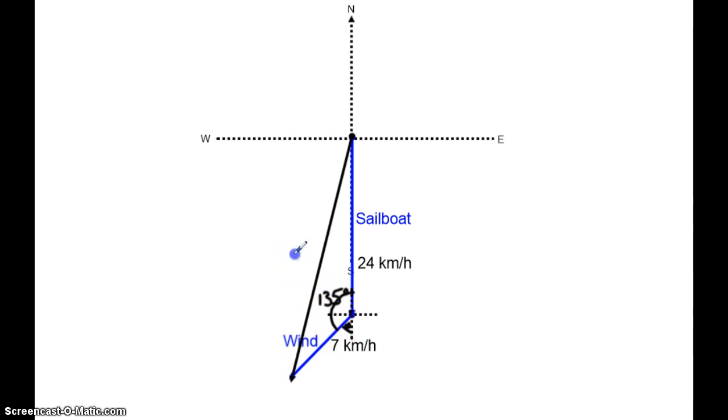We are interested in determining this vector, which I have marked V. We can use the cosine law, since we have two sides and the contained angle, to determine the magnitude of the resulting vector, and then we can determine this angle using the sine law to determine the direction of the sailboat.